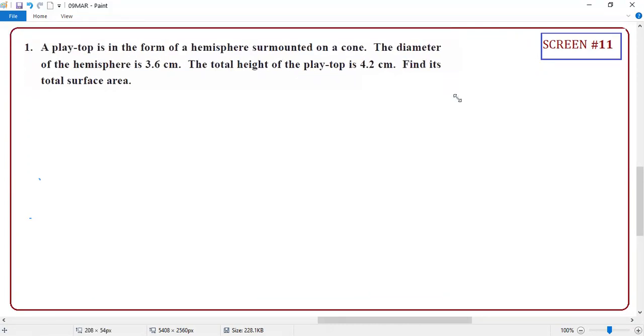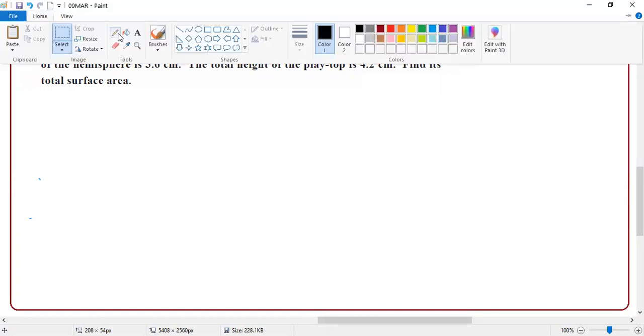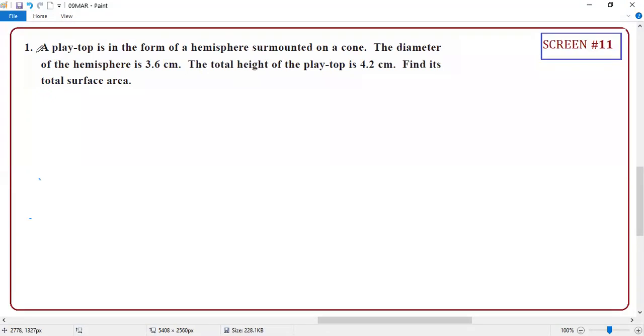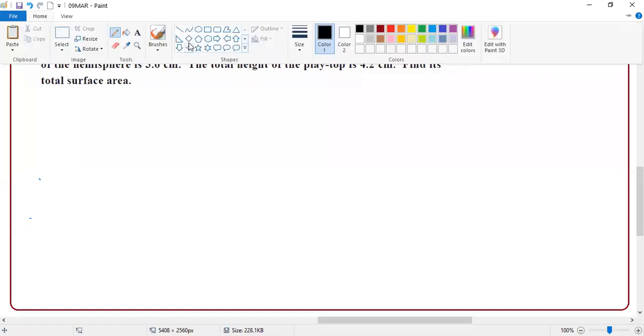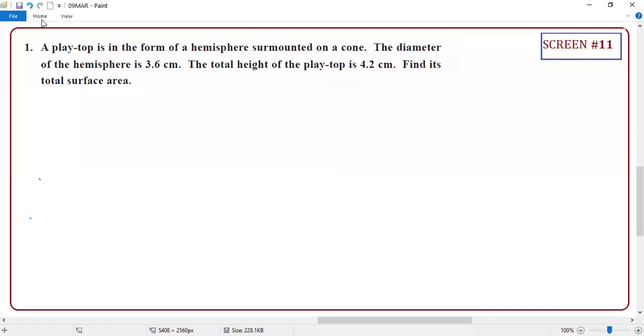Right, guys, what are the working steps? Please follow the steps. The moment you see the question, it can be either part of combination of solids or conversion of solids. For combination of solids, try to put the diagram, student, but it's not mandatory. Try to put the diagram.